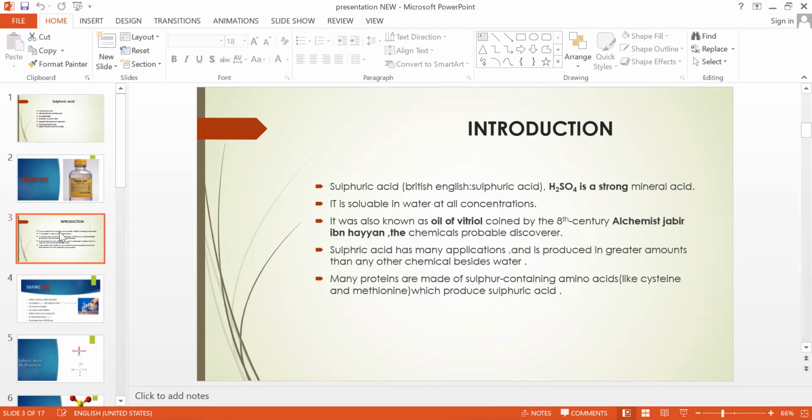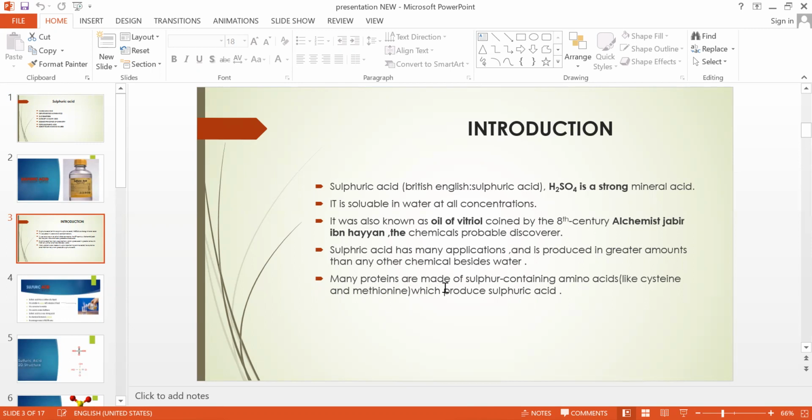Sulfuric acid, H2SO4, is a strong mineral acid. It is soluble in water at all concentrations. It was also known as oil of vitriol, coined by the 8th century alchemist Jabir ibn Hayyan, the chemical's probable discoverer. Sulfuric acid has many applications and is produced in greater amounts than any other chemical besides water.